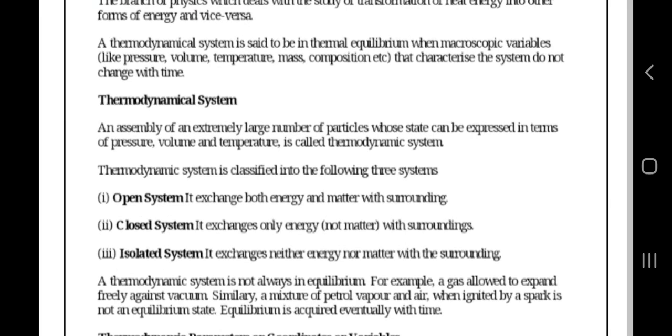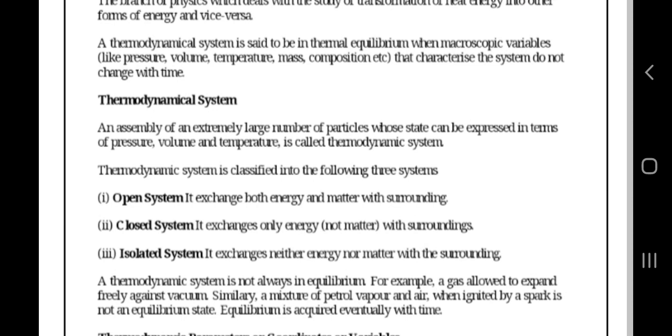Thermodynamics. A thermodynamic system has an ensemble of an extremely large number of particles whose state can be expressed in terms of pressure, volume, and temperature. A large number of particles expressed in pressure, volume, temperature is called a thermodynamic system. And there are three types: open system, closed system, and isolated system.